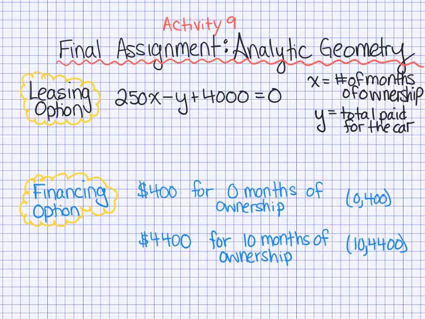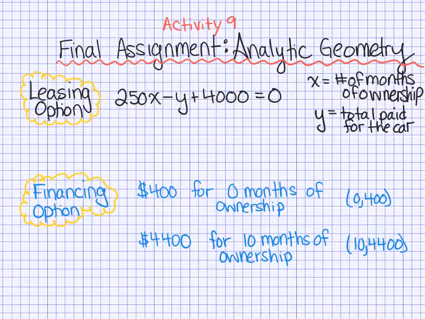This is just a quick video to explain the final assignment in Analytic Geometry, Unit 3. So this is Activity 9. You have two assignments to do. The first one is about a car, and it gives you two options: a leasing option and a financing option.